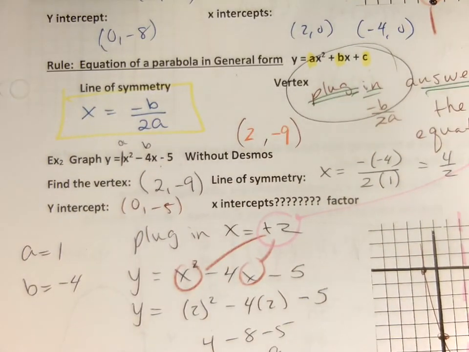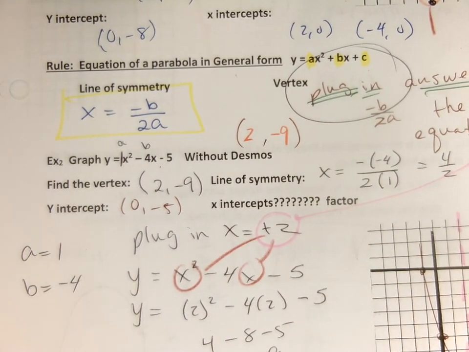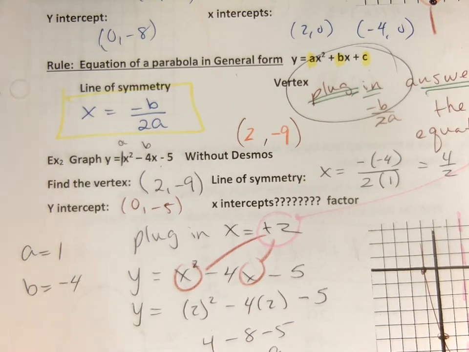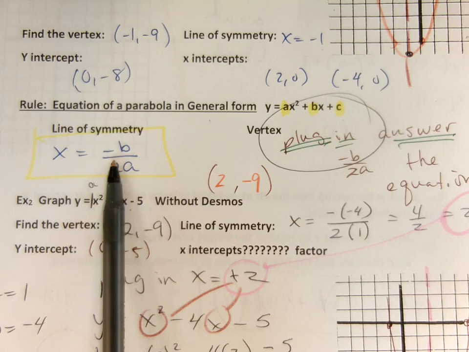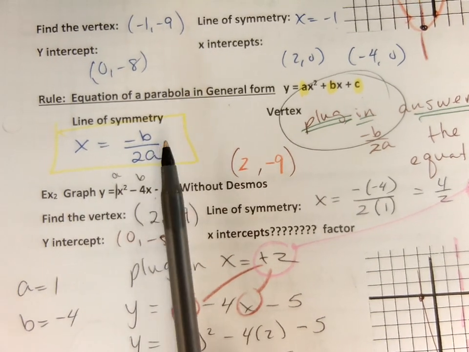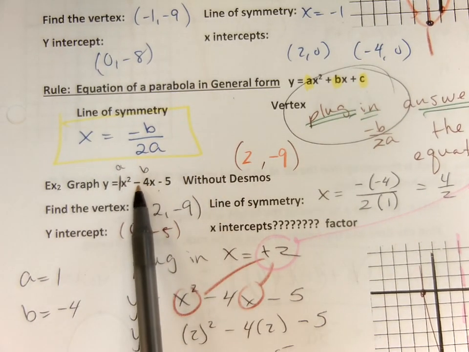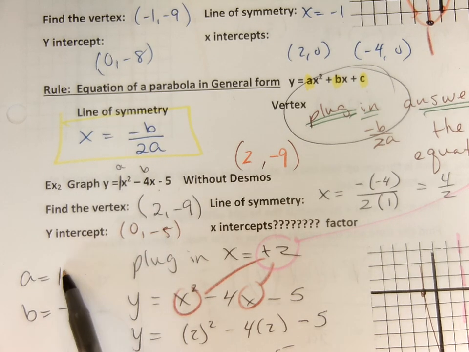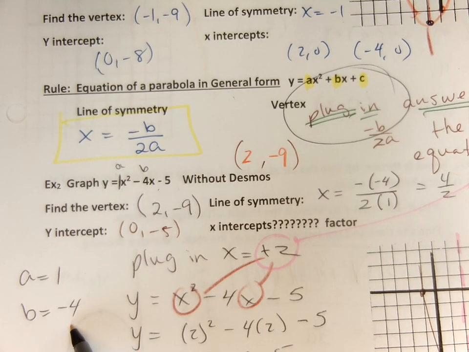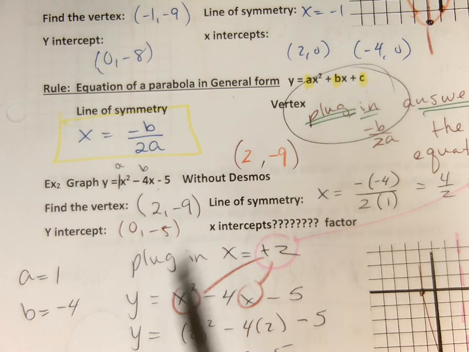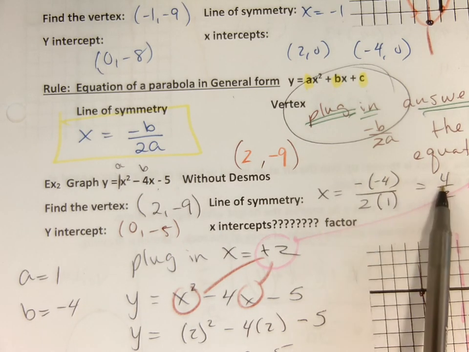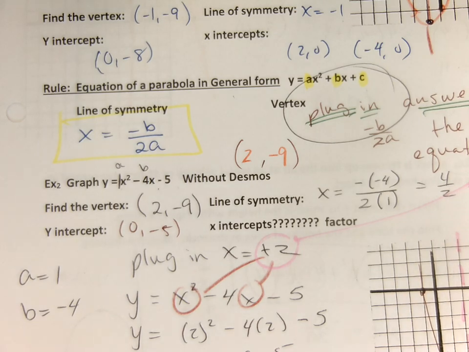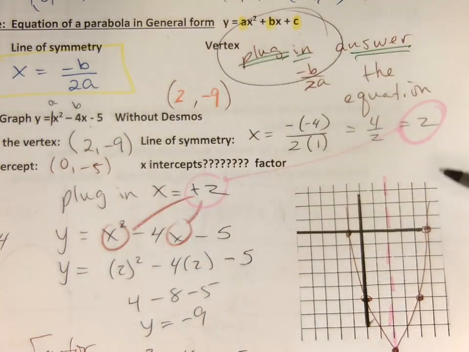So then we took a look at an example, Example 2, and we're going to do it without decimals. First of all, we need to find the line of symmetry. We used our formula, x equals -b over 2a. So a in this example is 1, b is -4, and there's c. If I want -b over 2a, I'm going to go -(-4) over 2 times 1. 4 over 2 is 2. So I know my line of symmetry is at 2. So I drew that in.